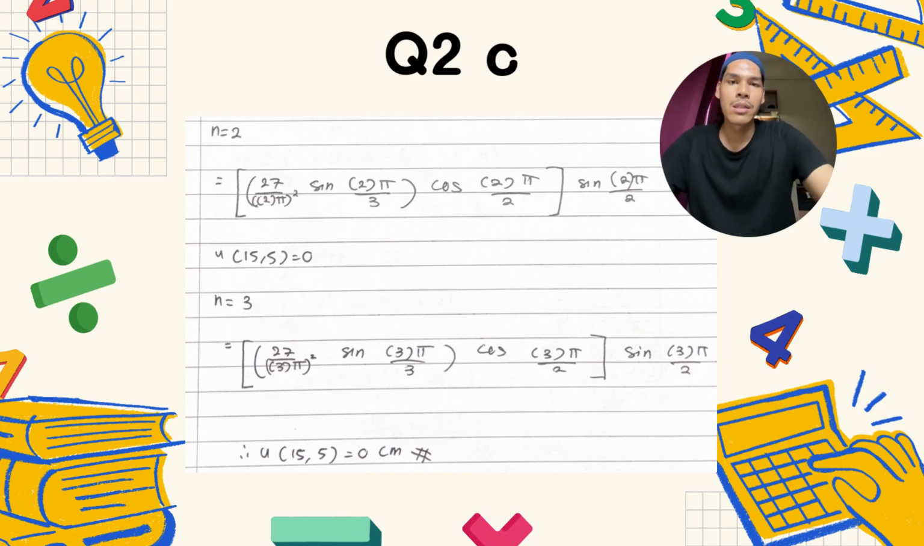Okay, as we can see, due to the alternating behavior of the cosine and sine functions, at least one of these components will always hit 0 for every single integer value of n. Because every single term in the infinite series equals 0, the entire summation collapses. Therefore, we can confidently conclude that our final answer is u(50) equals 0 cm. Okay, thank you.